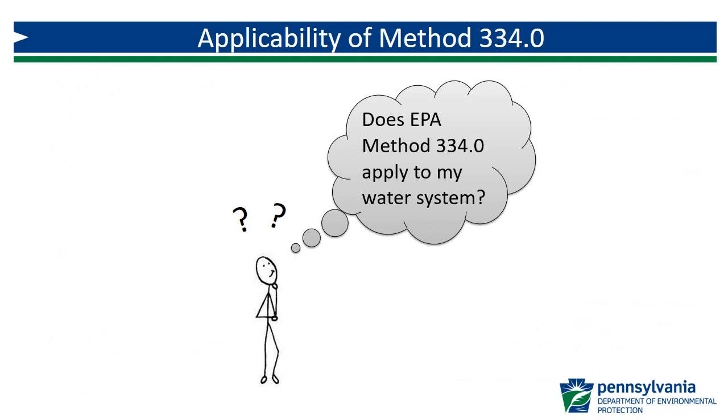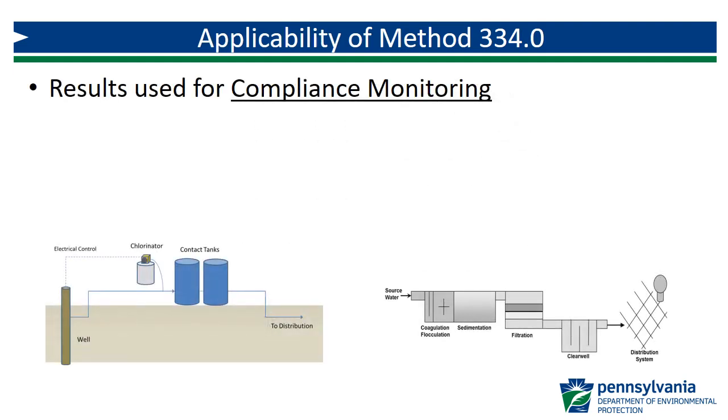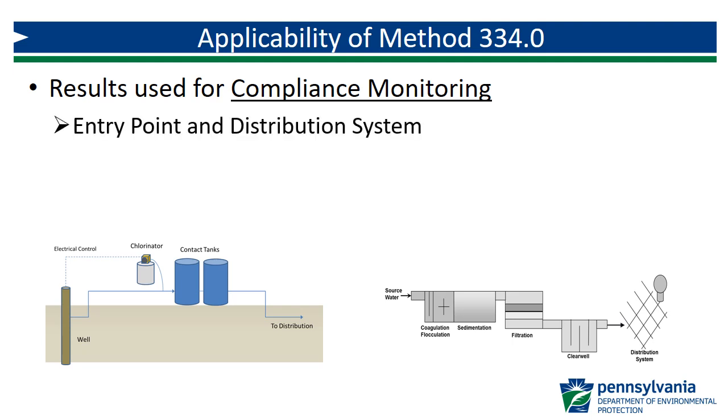At this point, you may be wondering whether you need to follow Method 334.0. How do you know if Method 334.0 applies to your water system? Let's look at the applicability of the method. Method 334.0 is applicable to any analyzer that is used for compliance monitoring. This includes analyzers used for entry point and distribution system monitoring.